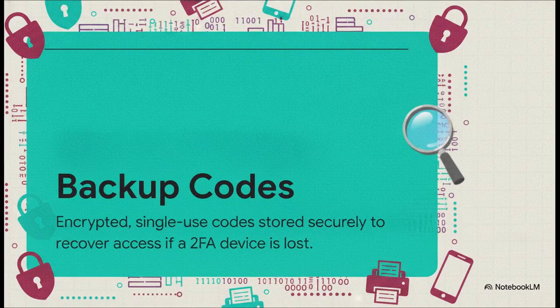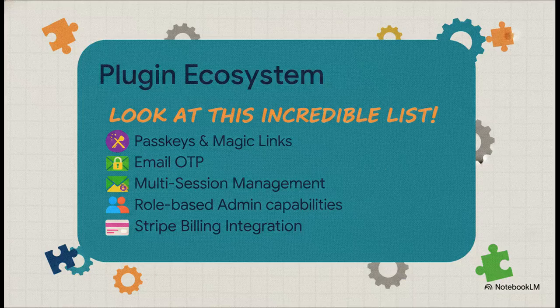To solve this, Better Auth's two-factor authentication plugin automatically provides backup codes. These are encrypted, single-use codes that are generated and securely stored in your database the moment 2FA is enabled. The user just prints them out or saves them somewhere safe. If they ever lose their phone, they simply use one of those backup codes to recover their account. Better Auth completely handles the heavy lifting of generating, hashing, and validating every single one of these codes for you. It's basically magic.